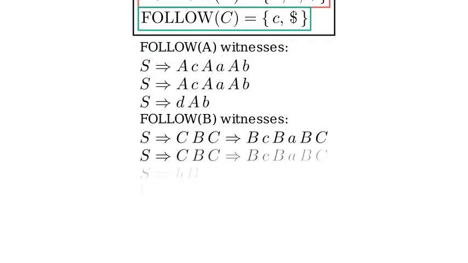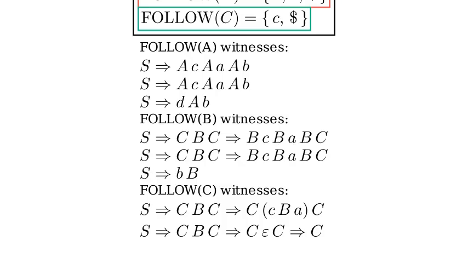Now, for each element Z in follow of X, we will exhibit a derivation from S that shows X immediately followed by Z, or if Z is the end marker, a derivation where X is last. For c in follow of A, S derives a c A a A b, where c follows A. For a in follow of A, S derives a c A a A b, where a follows the second A. For b in follow of A, either S derives a c A a A b with b at the end, or S derives D A B.